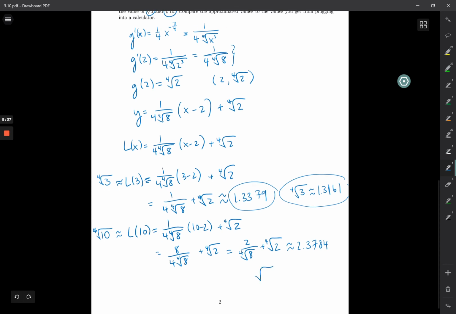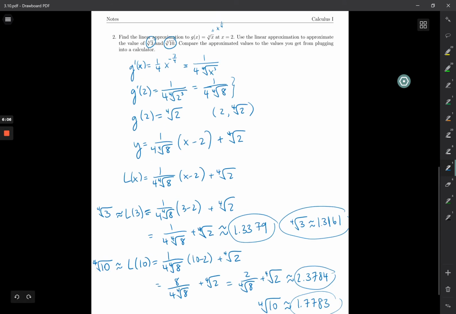But if we plug fourth root of 10 into a calculator, this will give us approximately 1.7783. So see, there's a lot more error between these two values compared to the first one, the fourth root of 3. And so this is an example of you taking a point that is too far away, and so the linear approximation is really not going to give you a good approximation of the value of the function, right?